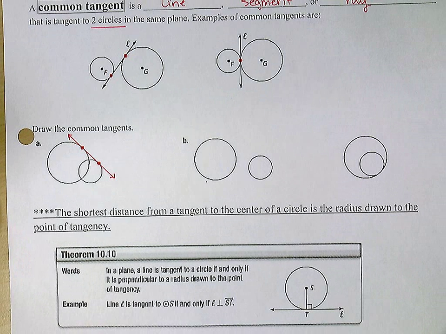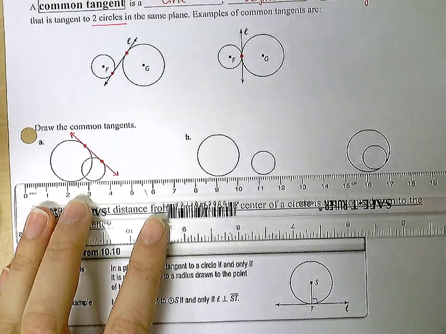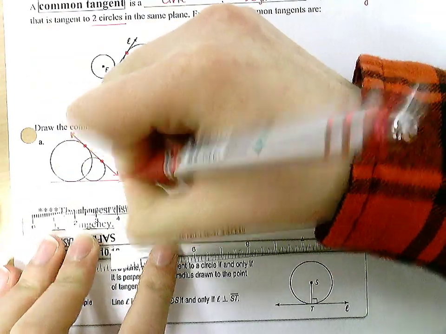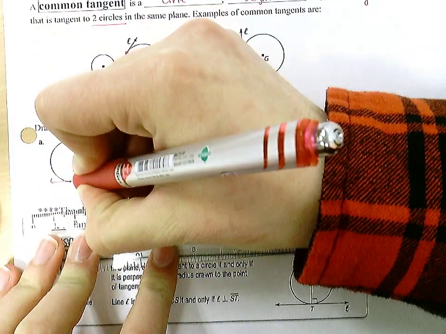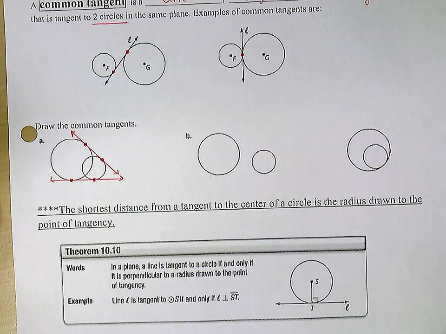There's another one. Where do you think that one is? On the bottom. Okay, so on the bottom right here, you can draw in another one. So that hits both circles at one point. So those are your two common tangents for letter A.